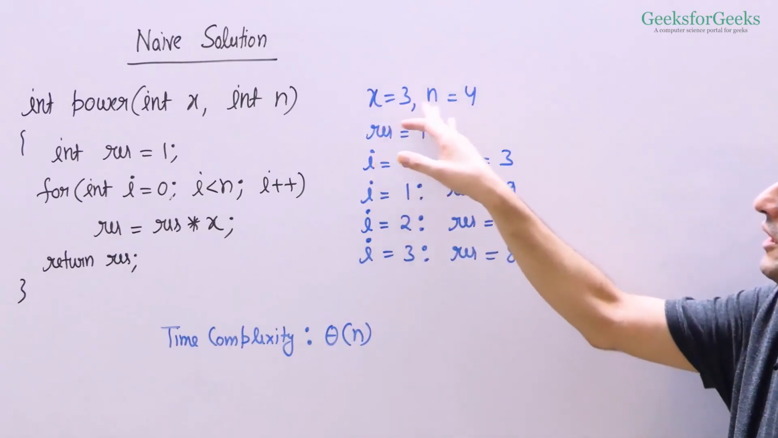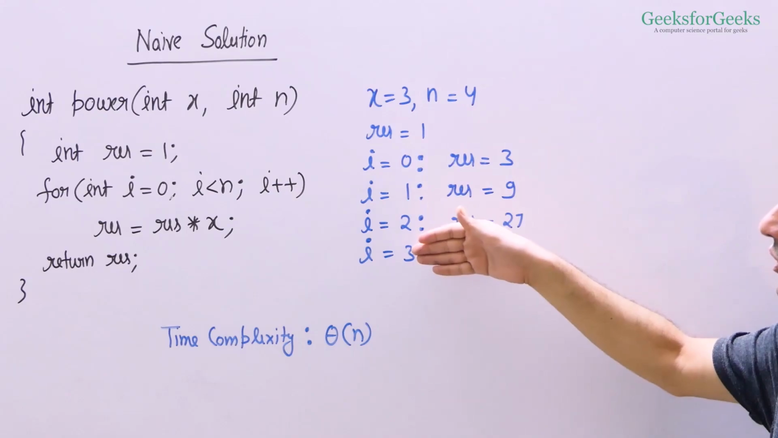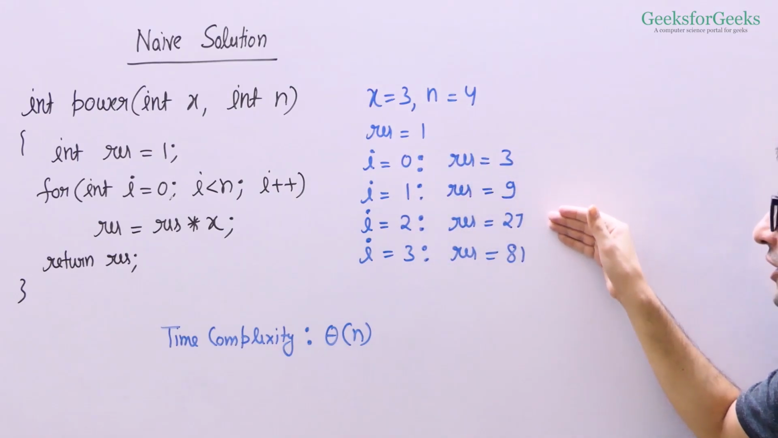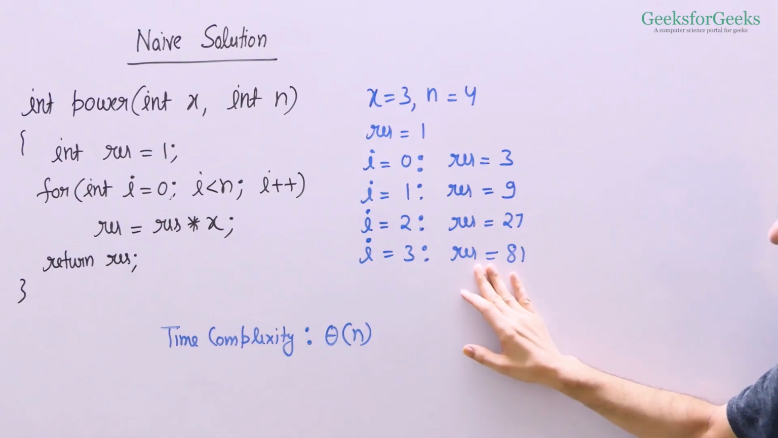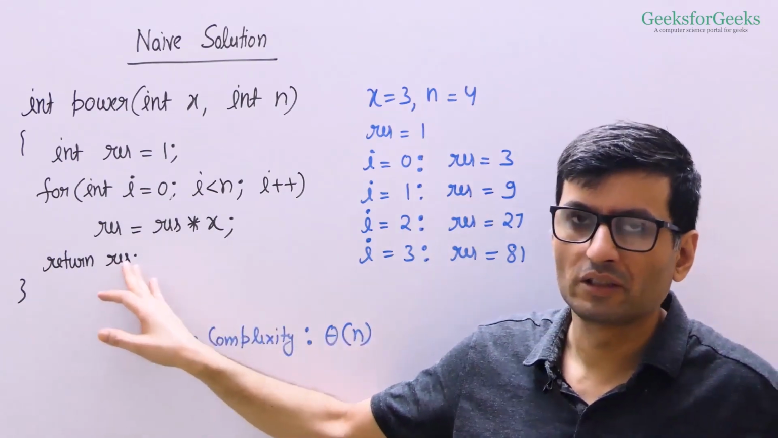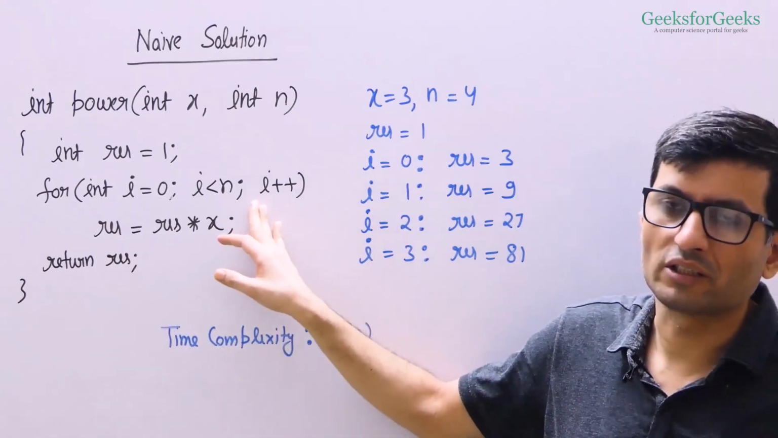So if x is 3 and n is 4, our result is initially 1. We are going to run this loop 4 times because n is 4, and we are going to multiply the result with 3 in every iteration. So after 4 iterations, our result will become 81 and we will return 81 at the end. The time complexity of the solution is clearly theta n because we are running a loop that runs n times.